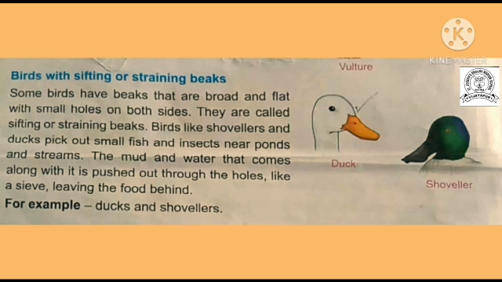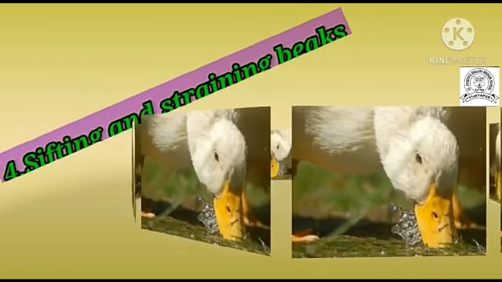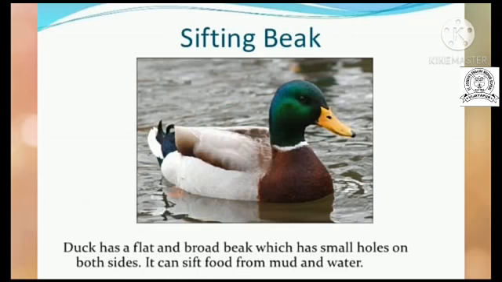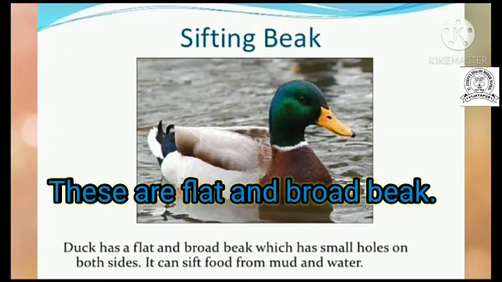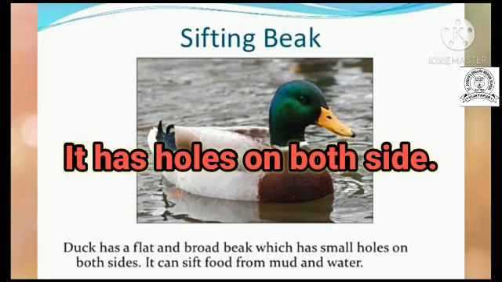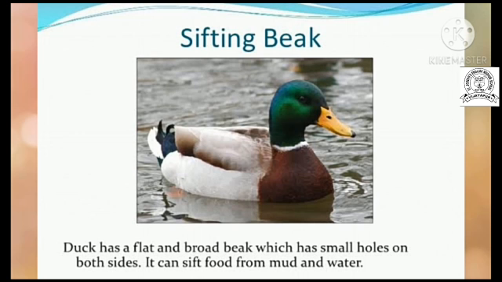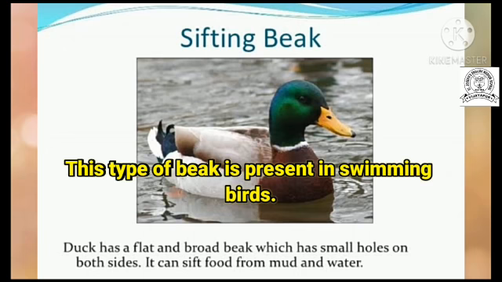So children, when I read now, at that time you also open the textbook and read. Now the fourth beak, it is a sifting or straining beak. So now listen, sifting means what? These are elongated flat beaks with holes on both sides, and this type of beak is present in duck and swallow. Sifting or straining beak is present in swimming birds. For example, duck and swallows.